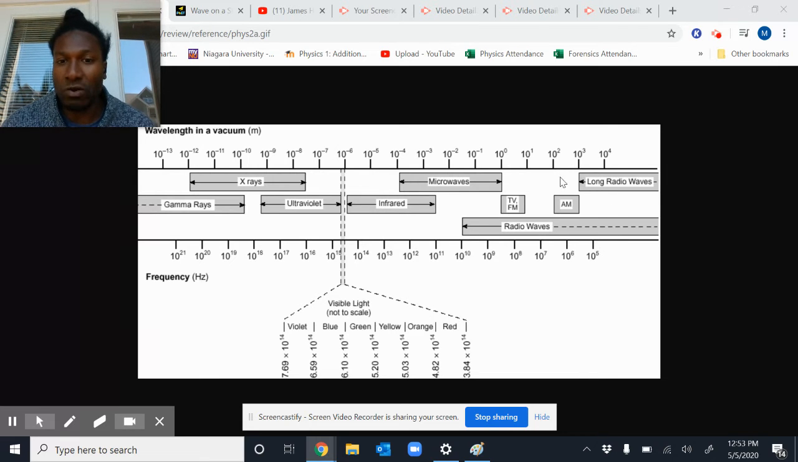As you go to the left, the wavelength decreases. These waves get tinier and tinier. They continue to get really, really small as you move to the left.